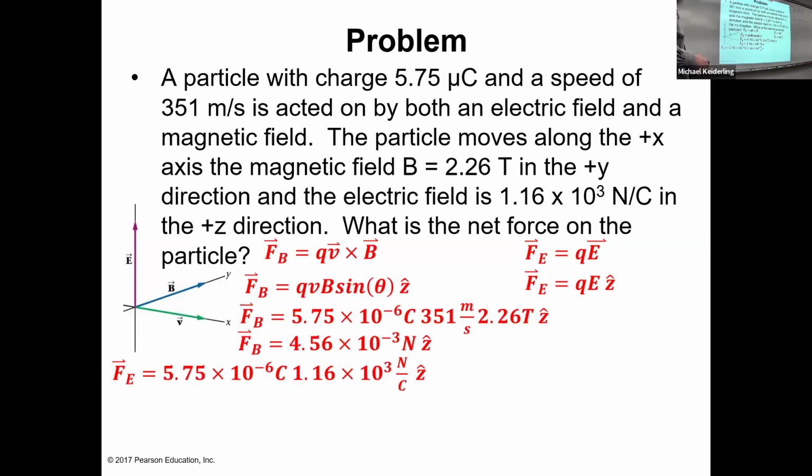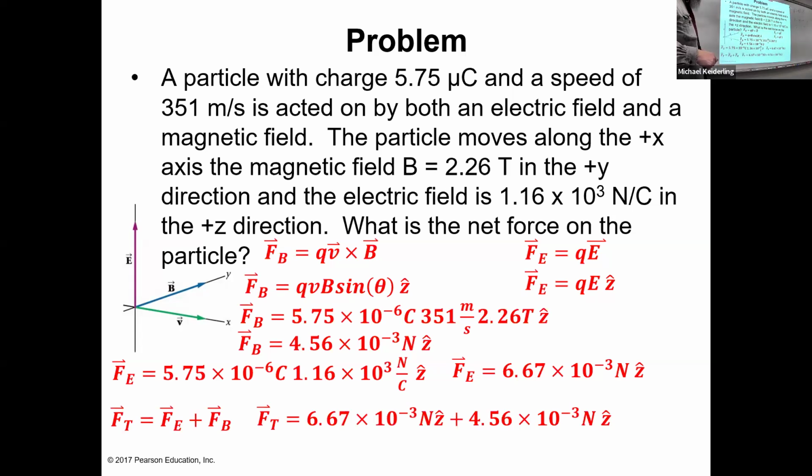5.75 times 10 to the minus 6 coulombs times 1.16 times 10 to the 3 newtons per coulomb, in the z hat direction, is 6.67 times 10 to the minus 3 newtons z hat. The total is just going to be the sum of those. So 6.67 times 10 to the minus 3 newtons plus 4.56 times 10 to the minus 3 newtons, which is 1.12 times 10 to the minus 2 newtons, or 0.0112 newtons.